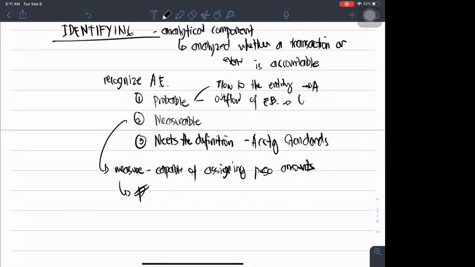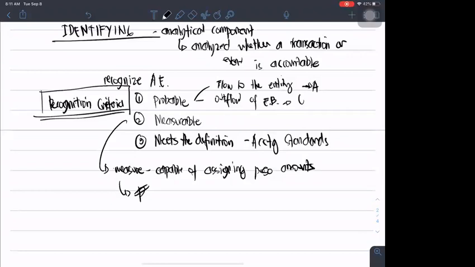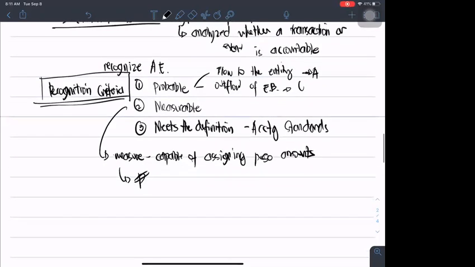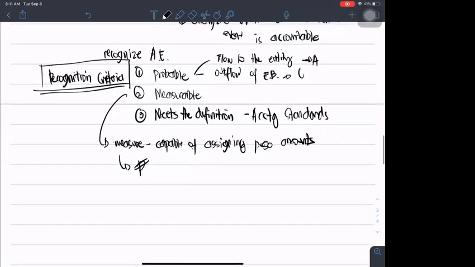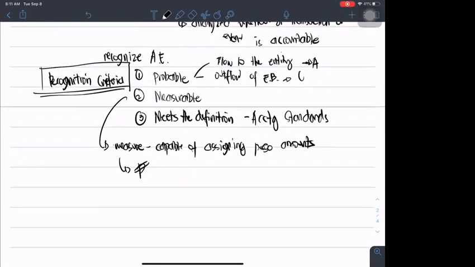So when we say, what are the criteria to recognize an accountable event, we have these three items. This is your main recognition criteria. How do you recognize? First, it must be probable. Next, it is measurable. And lastly, it meets the definition. Okay, so that is the recognition criteria in accordance with our old conceptual framework.